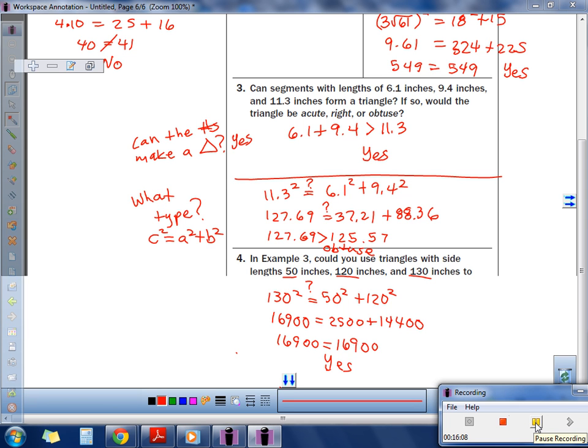I just had a really good question asked. They said, if this cannot make a triangle, meaning if this was a no, would you do this part? No. If it can't make a triangle, you can't use our formula. That was a great question.